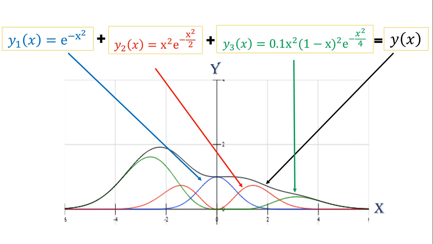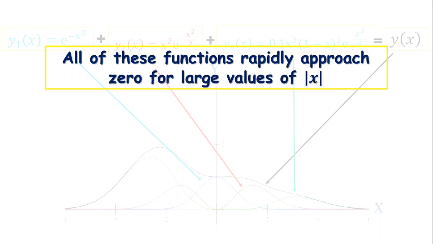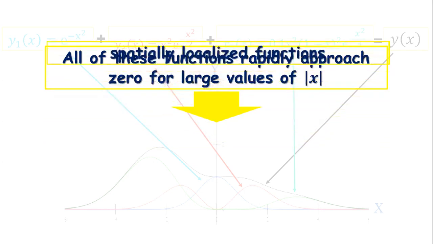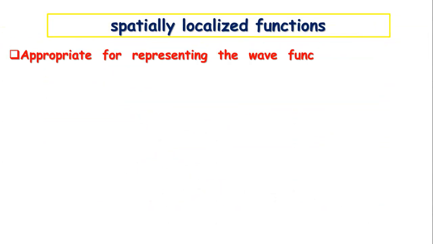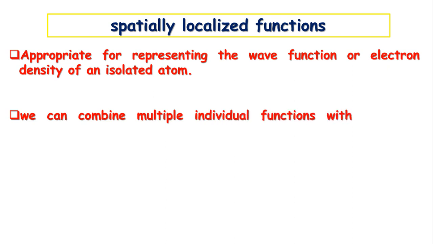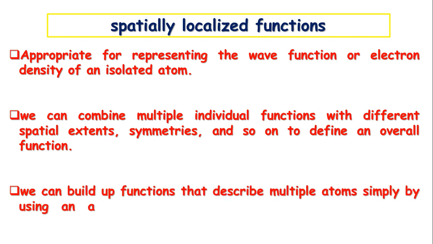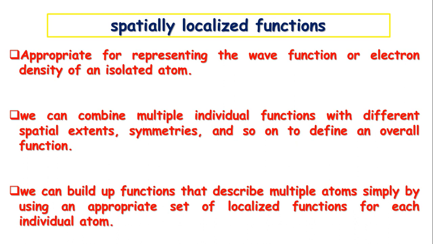A common feature of all these plots is that all of these functions rapidly approach 0 for large values of |x|. Functions like this are entirely appropriate for representing the wave function or electron density of an isolated atom. This example incorporates the idea that we can combine multiple individual functions with different spatial extents, symmetries, and so on to define an overall function. We could include more information in this final function by including more individual functions within its definition. And also, we could build up functions that describe multiple atoms simply by using an appropriate set of localized functions for each individual atom.